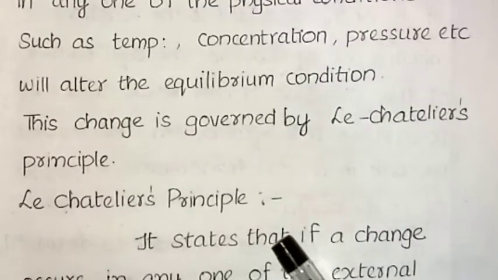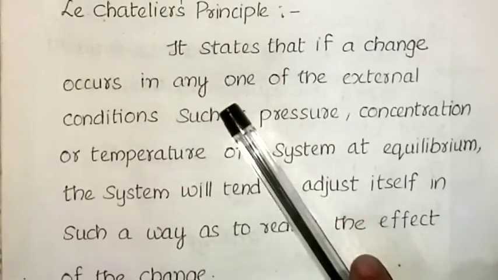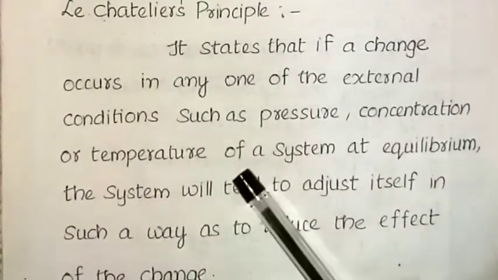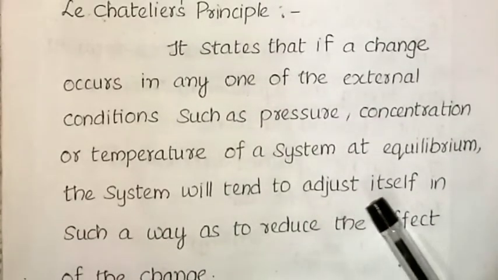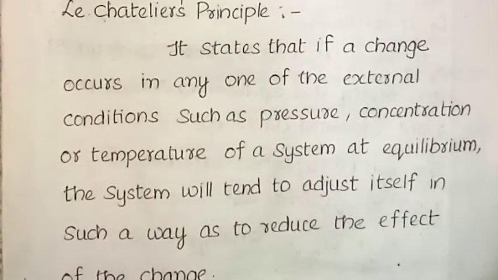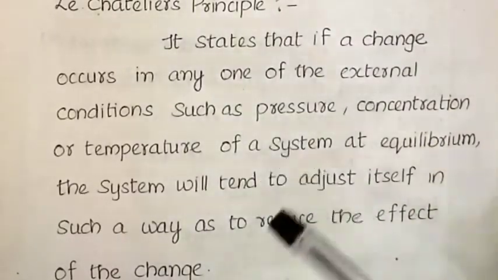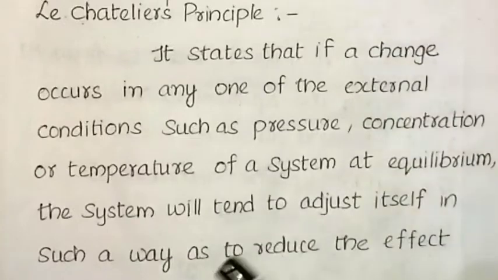What is Le-Chatelier principle? It states that if a change occurs in any one of the external conditions such as pressure, concentration or temperature of a system at equilibrium, the system will tend to adjust itself in such a way as to reduce the effect of the change. Any one of the physical conditions will change, then the system will tend to adjust itself so as to reduce the effect of that change. That principle is known as Le-Chatelier principle.